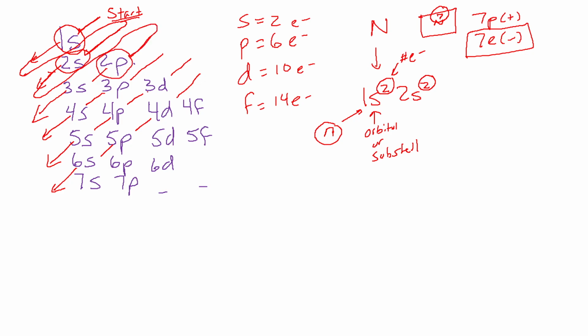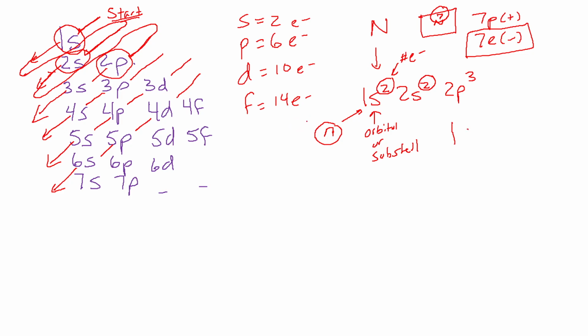Now we're going to come to our 2p. And here we would go 2p. Remember, the p subshell could hold 6. We've already placed 4. That means we have 3 more to go there. And that would give us our electron configuration 1s2, 2s2, 2p3. That's the way you say it. That's also the way you write it without the circles.